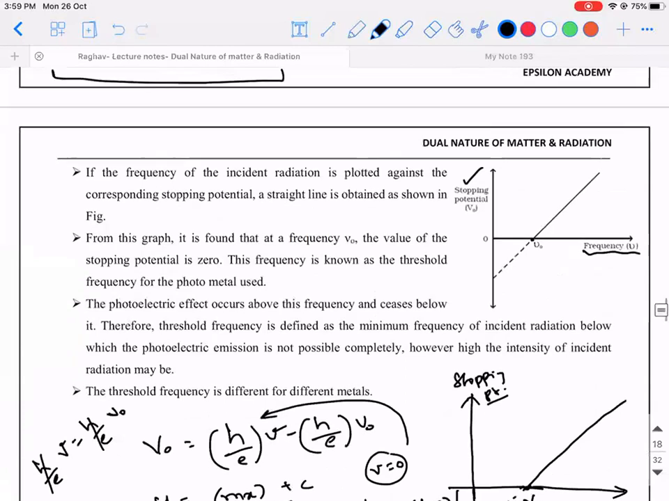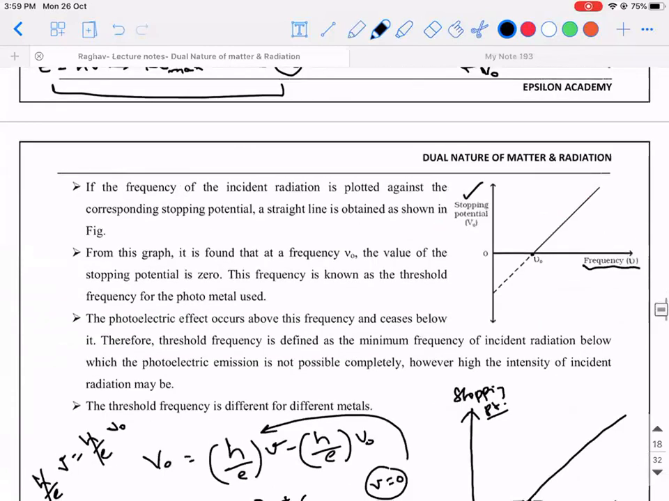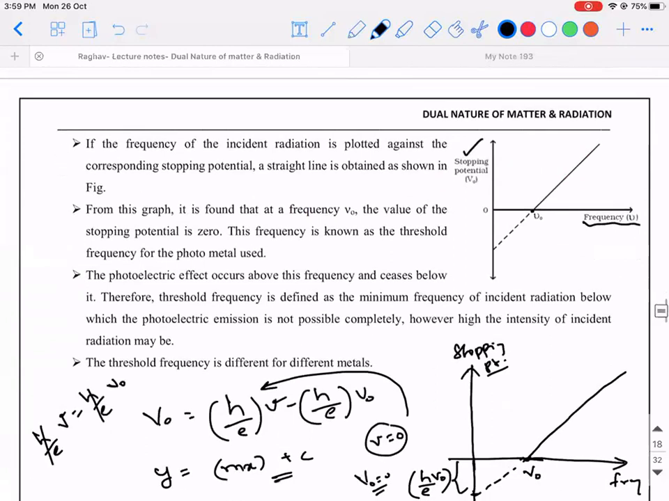So this is the important point. I didn't explain it then. See, now I will connect all the dots. If the frequency of the incident radiation is plotted against the corresponding stopping potential, a straight line is obtained as shown in the figure. So that's what they've given here. But the reason for that comes mathematically like this. So from this graph, it is found that at frequency nu naught, the value of stopping potential is 0.